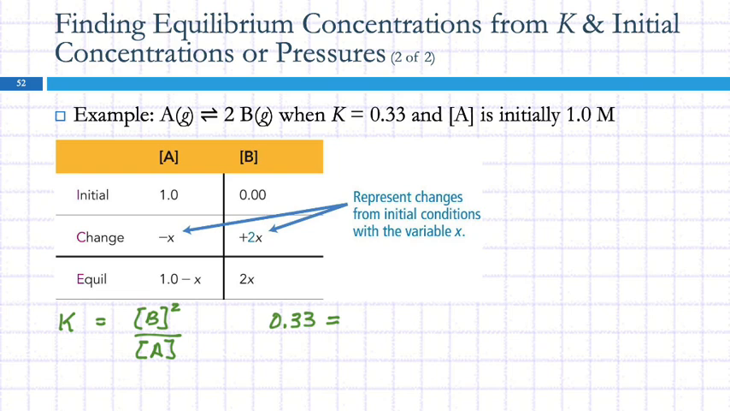And we have things that we can represent the equilibrium concentrations with. We don't know what they are, but we can represent them. And so B is 2X. So B squared is 2X, the quantity squared. And then A is 1 minus X. Solve for X.